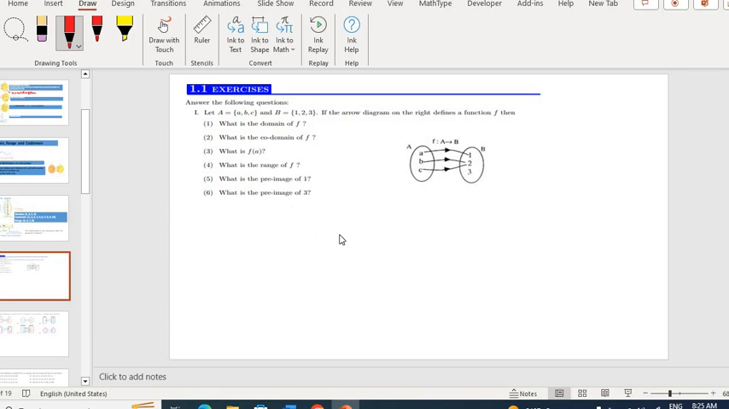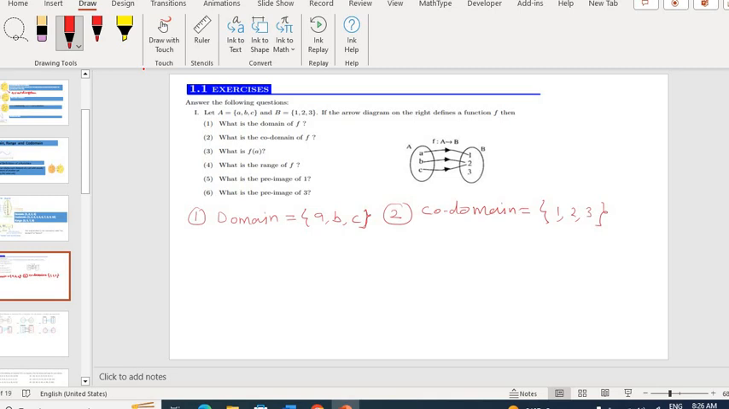Now I'm going to check that. What is the answer to this question? Exercise 1.1, question number 1. Let A be this one, B is this one. If the arrow diagram on the right defines a function f, then what is the domain of f? So the domain of f, question number 1 answer: the domain is equal to A, B, C. Question number 2. What is the codomain of f? The codomain is equal to 1, 2, 3.